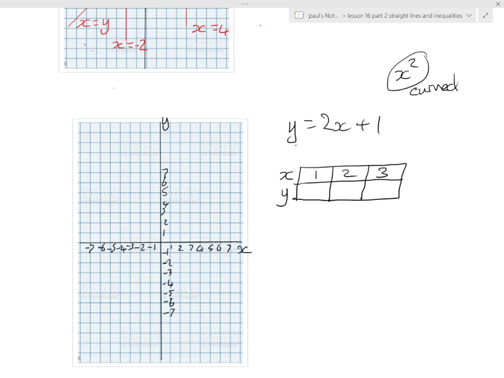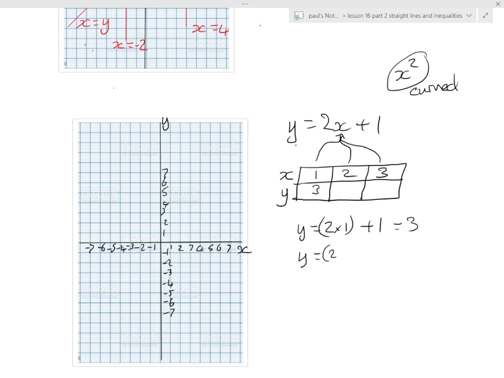So what we need to do is substitute these numbers one by one for the x, and then you can work out what y is. So if x is 1, we would have y equals 2 times 1. I'll put a bracket to make it look nice. 2 times 1 is 2, plus 1 equals 3. So when x is 1, y equals 3.